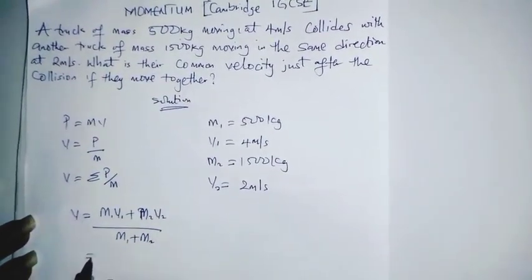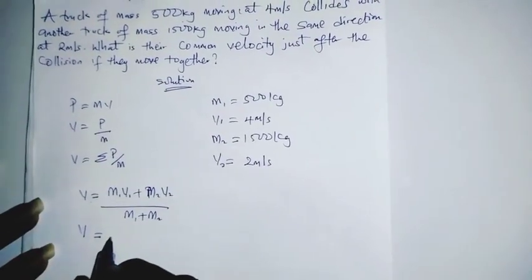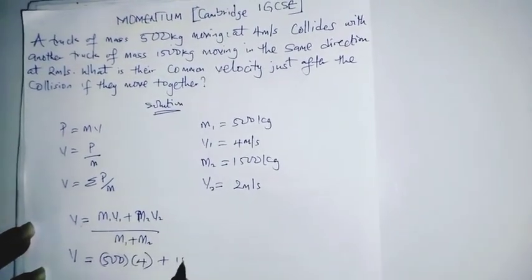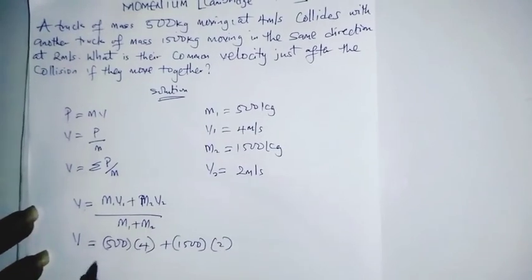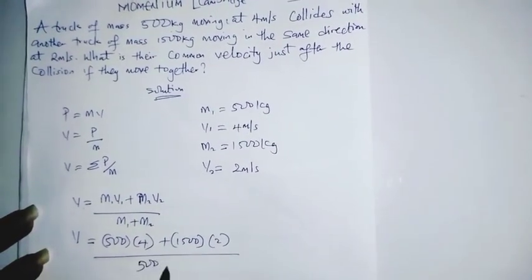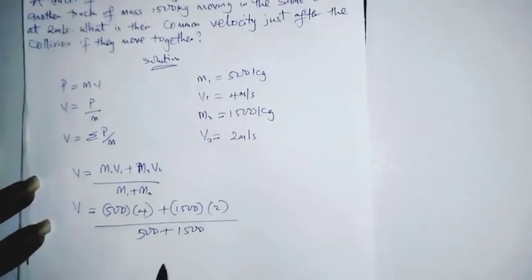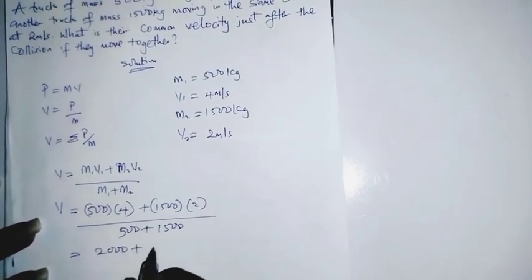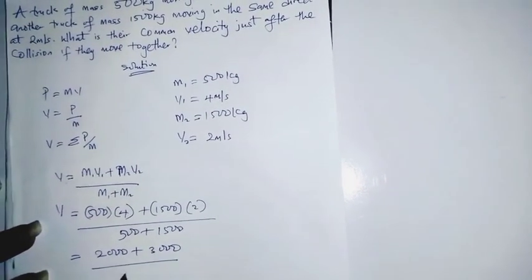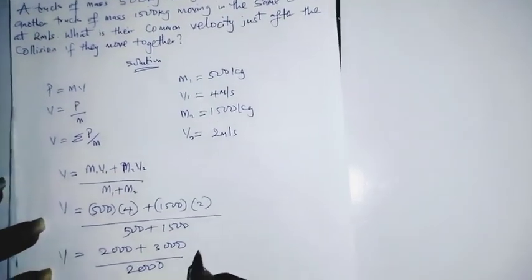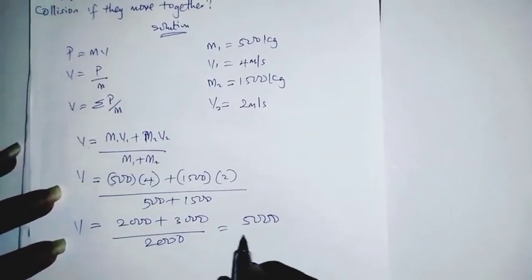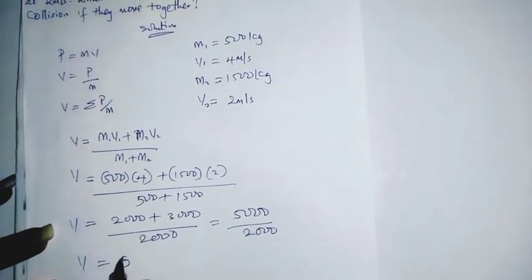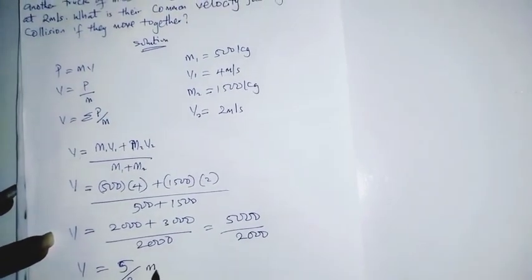So inputting all these values here, I'll have that my common velocity v is 500 kg multiplied by 4, plus 1500 kg multiplied by 2, all divided by 500 plus 1500 kg, and this will give me 2000 plus 3000 all divided by 2000, and this is equal to 5000 divided by 2000. This is the same thing as the common velocity being equal to 5/2 meters per second.